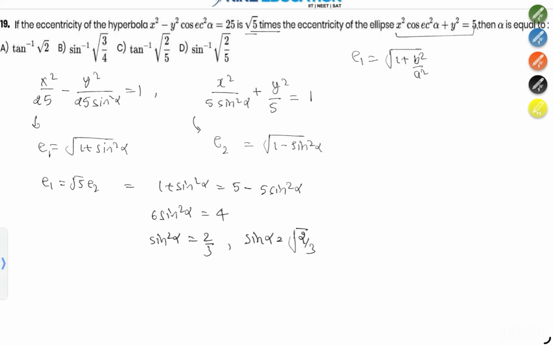But they did not give any option like this. So let us check in tan inverse. If you have this triangle, this is alpha, this is root 2 and this is root 3. So this has to be 1. So this can be written as tan alpha equal to root 2.